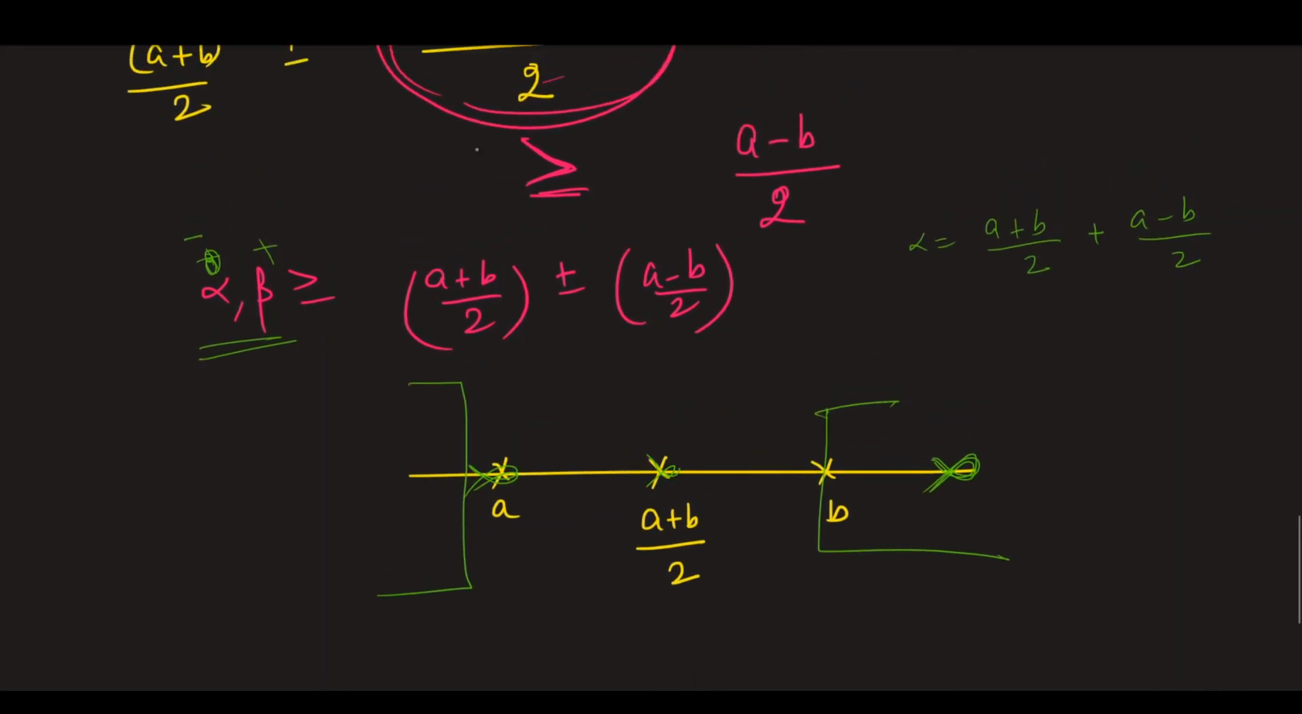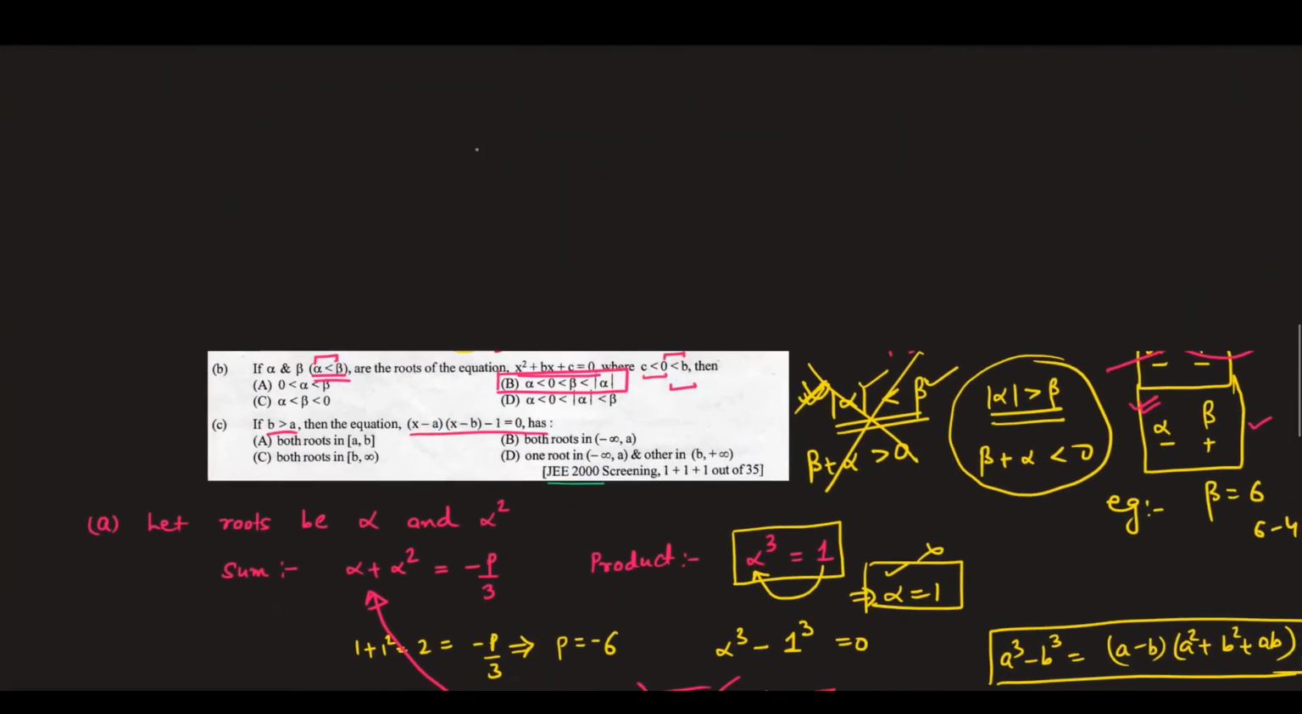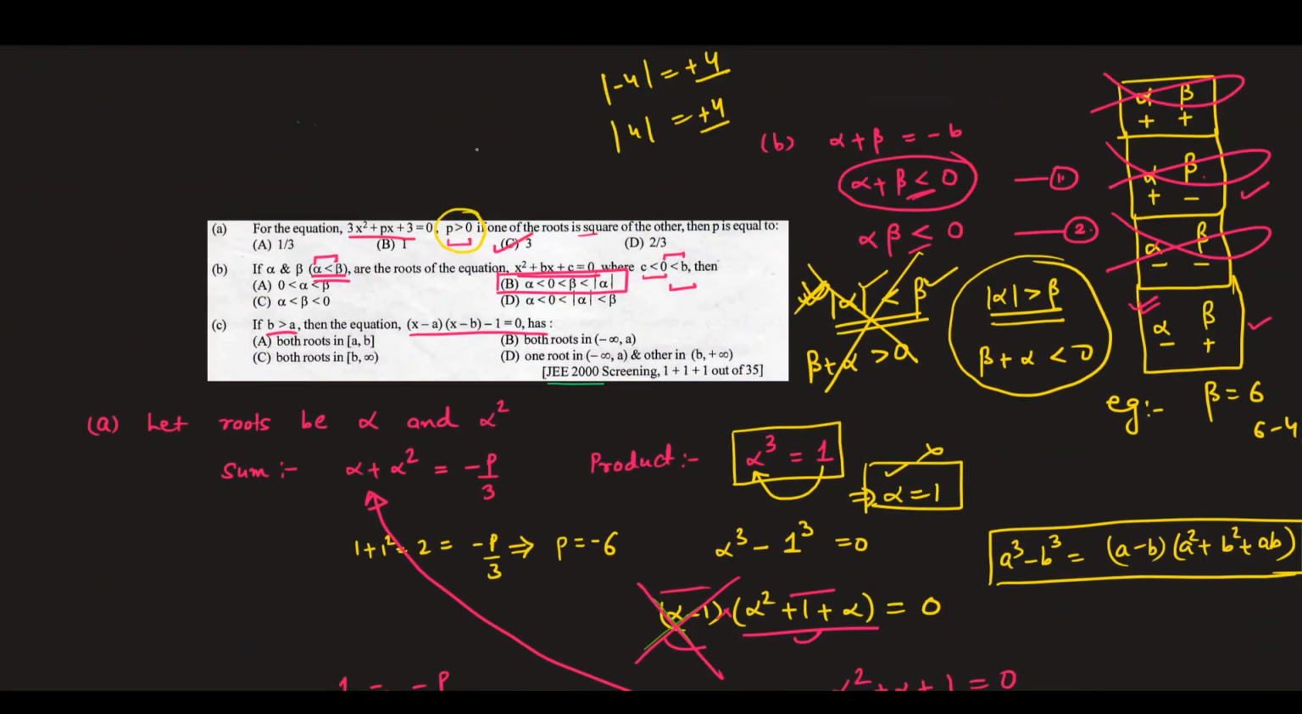So it is (A plus B) by 2, and what is this difference? This difference is (B minus A) by 2. Okay, so we have done this question and the solution is D part.